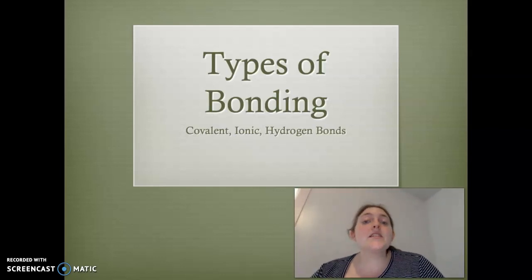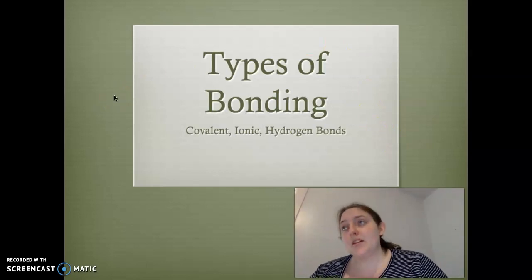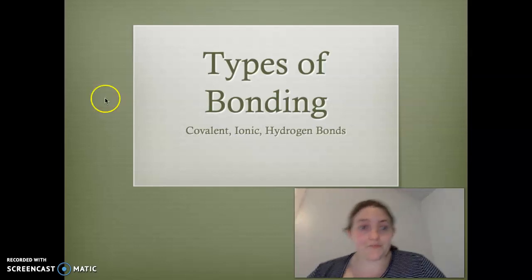We are going to be covering types of bonding in this section. Covalent, ionic, and hydrogen bonds specifically. We're not going to focus on metallic. So previously we learned the difference between an atom, a molecule, and a compound. Now we're going to discuss what types of atoms cause what types of bonding.